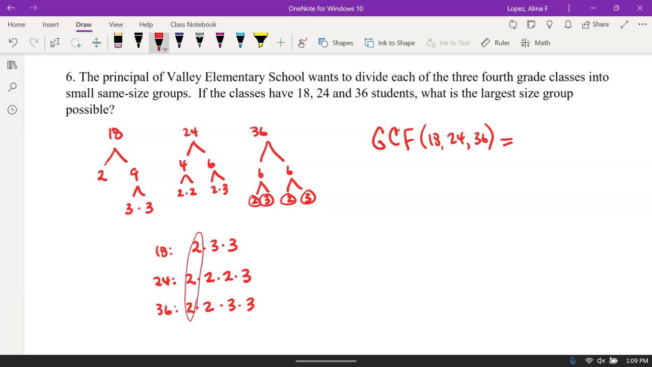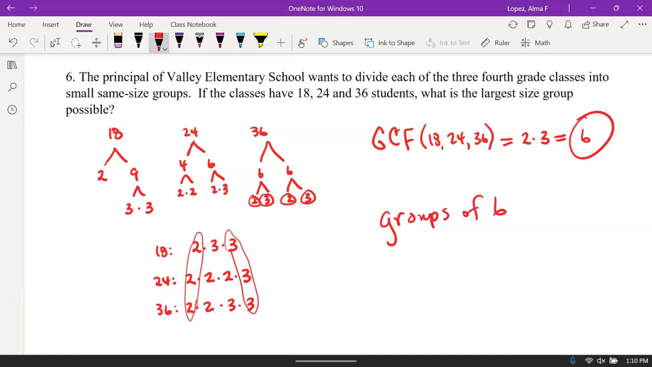Well, they all have a 2 in common. And they all have 1 3 in common. See, there's not any more 2s or 3s in common in all of them. So 2 times 3 is going to make up our greatest common factor of 6. So the classes can be broken down into groups of 6 students.